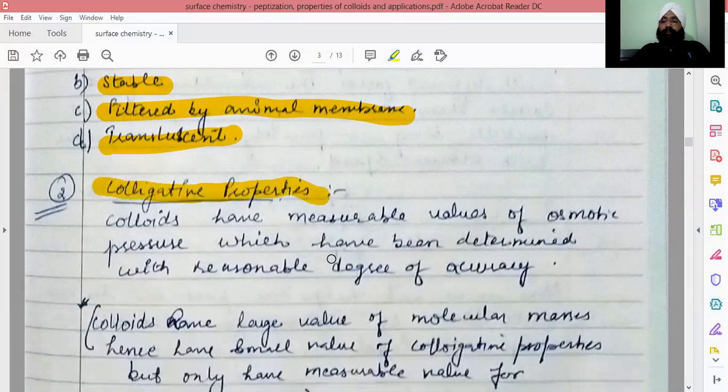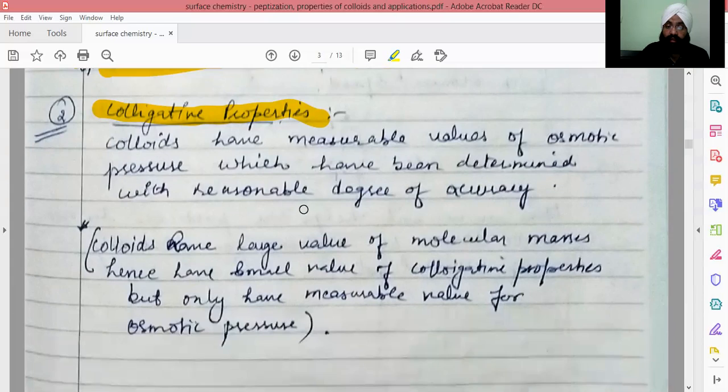Now, as the colloidal particles are of bigger size, they have large molecular masses as compared to the true solution particles, which makes the colloidal qualitative properties value very small, because the qualitative properties are inversely proportional to the molar mass. So here the mass of the colloidal particle is large as compared to the true solution particles. So the values of qualitative properties are very small.